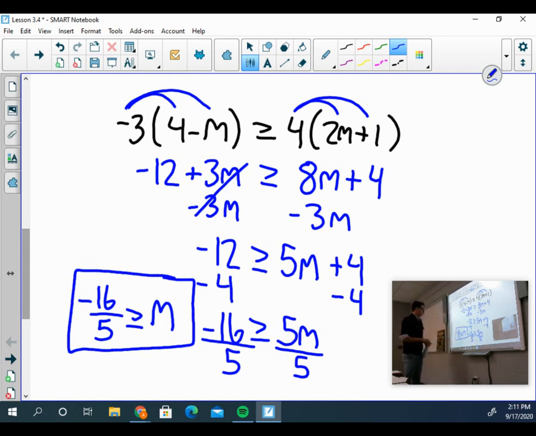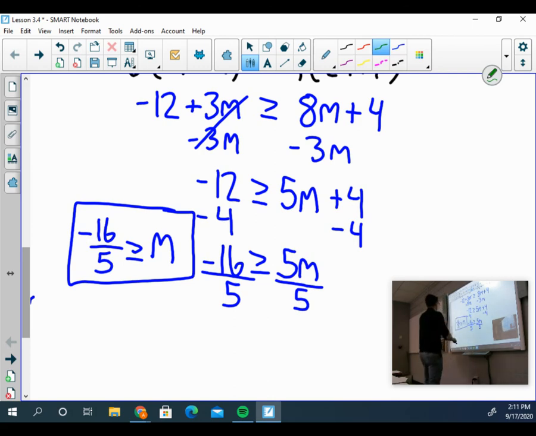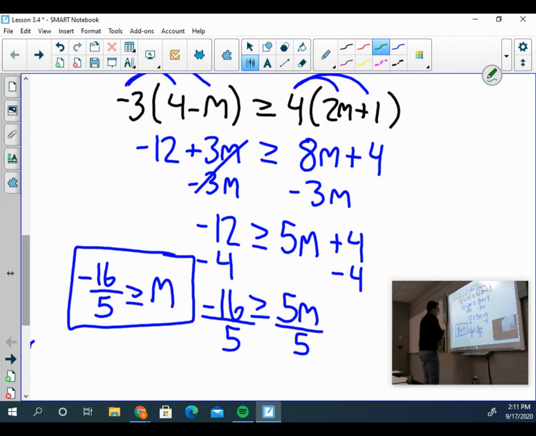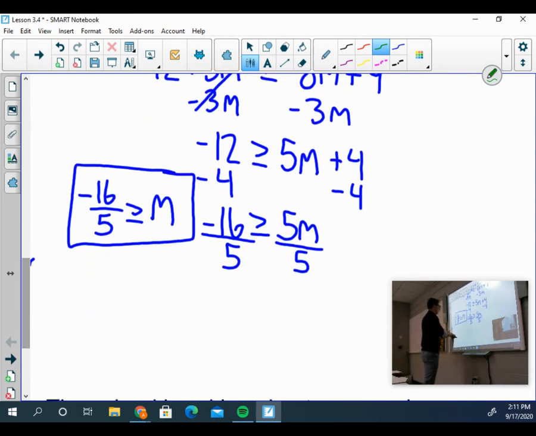Again, how could I check this answer? Well, the open side of the inequality is facing the constant. So I need to pick a number smaller than negative 16 over 5. Well, how do I do that? Negative 16 divided by 5 is, I know negative 15 divided by 5 would be negative 3. But negative 16 divided by 5 is a little greater, so I'll be safe in picking a number like negative 10. So if I want to check my work here, I can plug negative 10 back into the original because it fits my solution and see if it works.